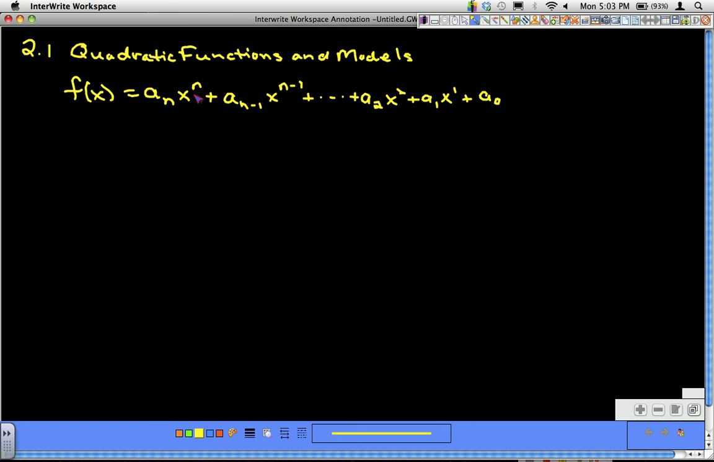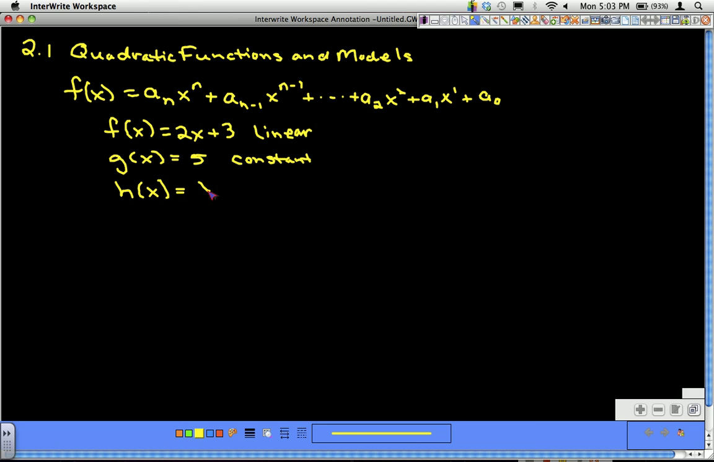Now, a couple things that you've seen already with polynomials in the past. You've maybe had something that looked like this, where there's our ax plus a sub 0. This one is linear. We might have something that looks like this, where g of x is just 5. That's a constant. We might also have something that takes on the form of something like this, which is a quadratic. And there's many, many more.